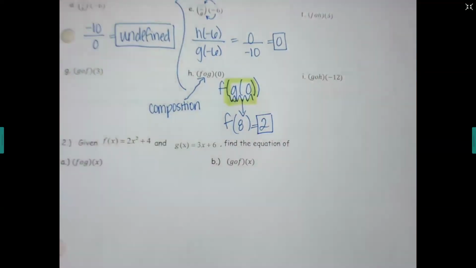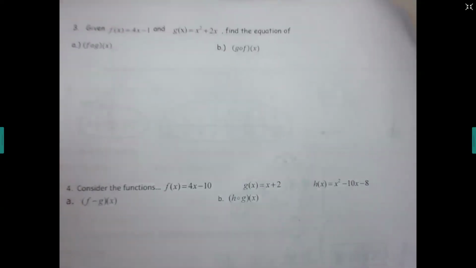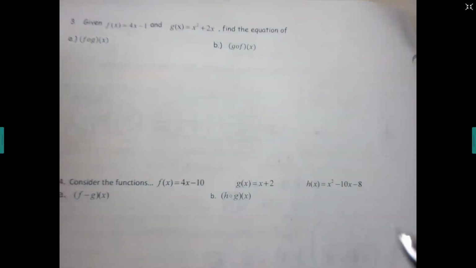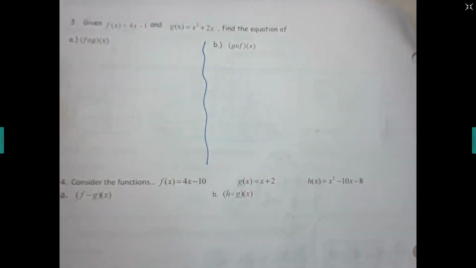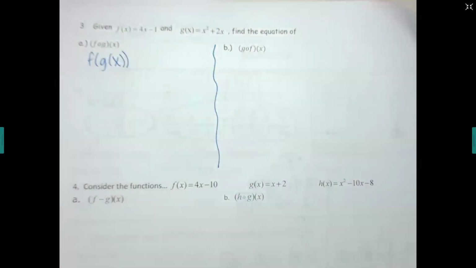All right, go ahead and turn the page, please. So 2, 3, and 4 are all the same type of question. So we're going to work out number 3. Take a look at number 3. You are asked to find F composition G and then G composition F. So let's go ahead and write what that means. Remember, the little circle means you're doing F of G of X. And then for the second one, you're doing G of F of X.